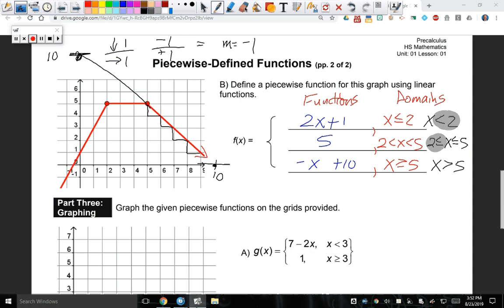Now, I want you to count them up. You have 6 different pieces. This is it for notes.